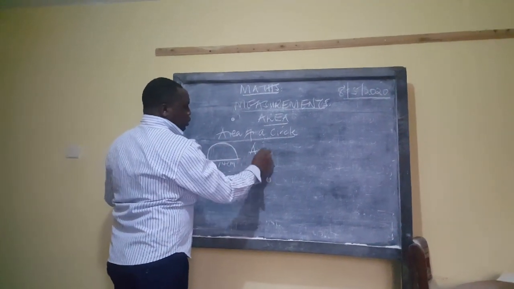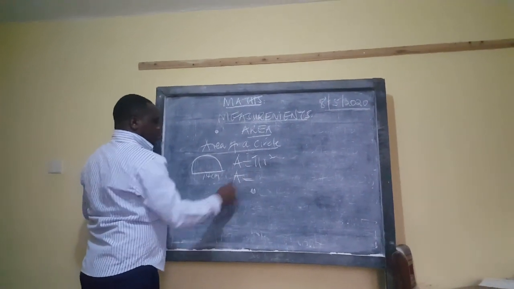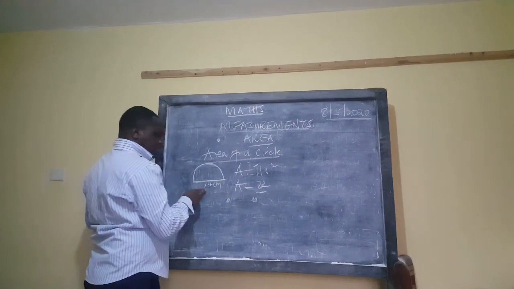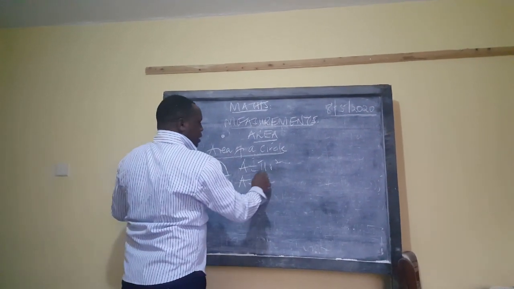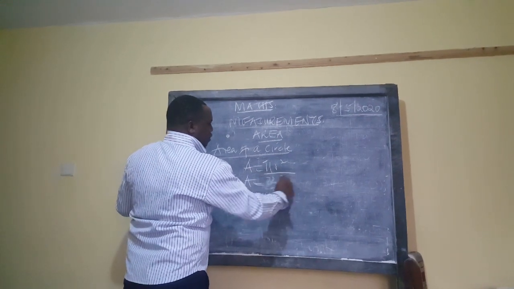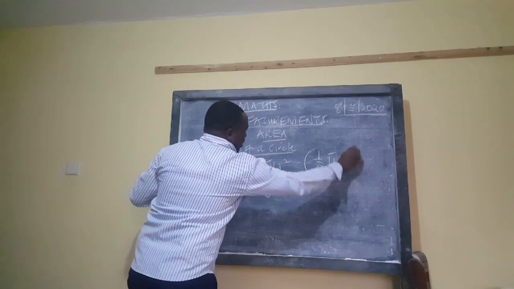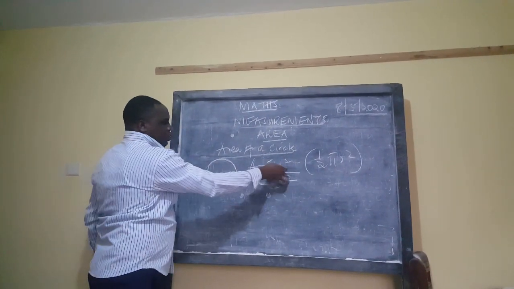So area will be equal to pi r squared as usual. So area will be equal to 22/7. But remember, this is half. So we are going to begin with half. So the formula will be pi r squared over 2 or half pi r squared. So you can use half pi r squared or pi r squared over 2.